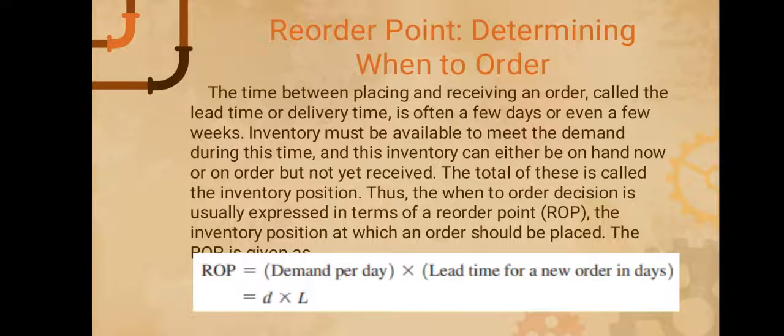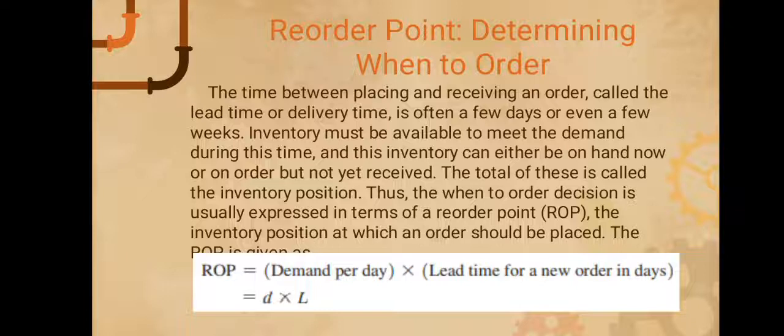So, now that we've done tackling how much to order, we will now proceed to reorder point. We will tackle when is the right time to order. The time between placing and receiving an order, called the lead time or delivery time, is often a few days or even a few weeks.